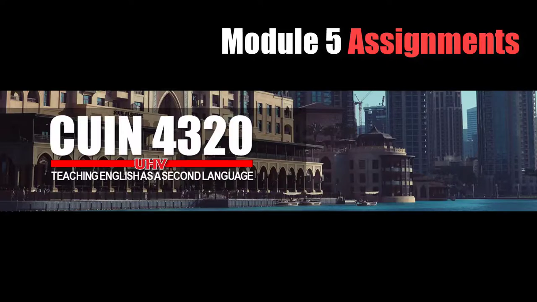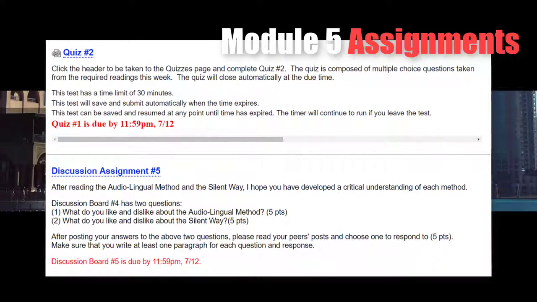This week, you have another quiz and discussion board assignment. The quiz is on the 2 textbook chapters, so make sure you read them carefully before attempting the quiz. However, the discussion board assignment this week is very simple. It has 2 simple questions. Since these 2 methods are rather specific in delivery, the questions are, what did you like and dislike about the audiolingual method, and what do you like and dislike about the silent way?